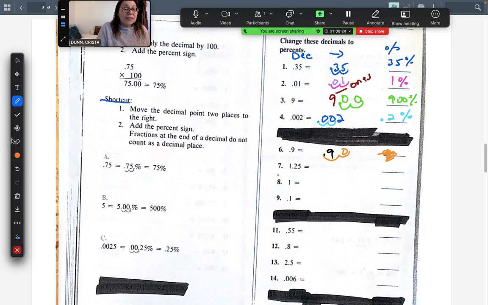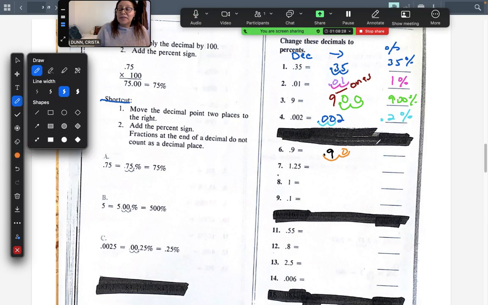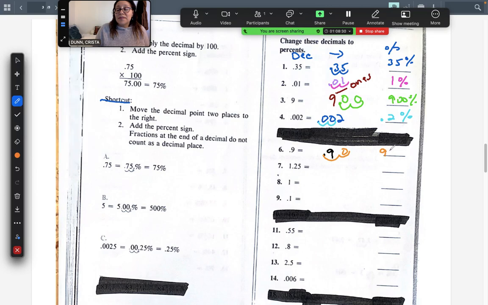Hold on. Let me just rewrite that. Okay. Here I start with 1.25. I'm going to go ahead and move that decimal point over. How many place values? Which direction? To the right. I'm going to go ahead and go 1, 2. So it's 125%.